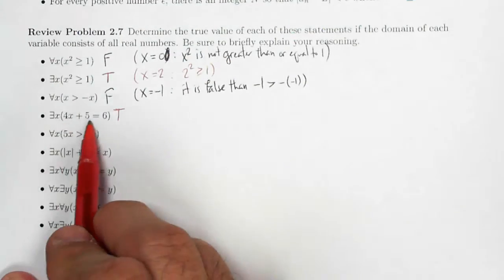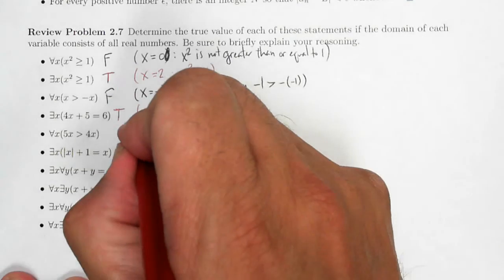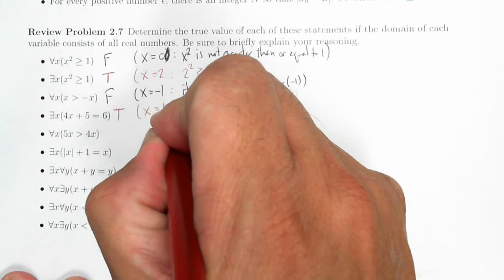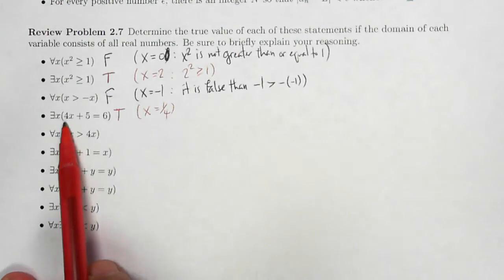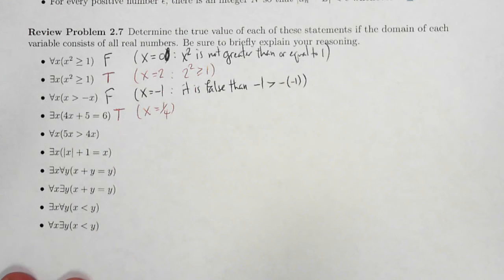This next one is true. There exists an x that makes this work. In fact, the x is unique if x is equal to 1/4. So if x is equal to 1/4, then indeed the left-hand side is equal to 6.